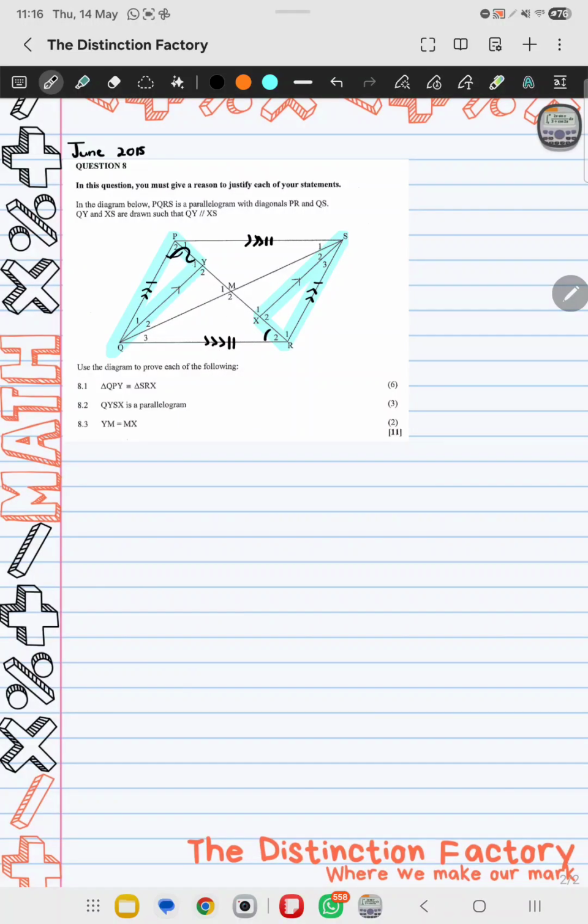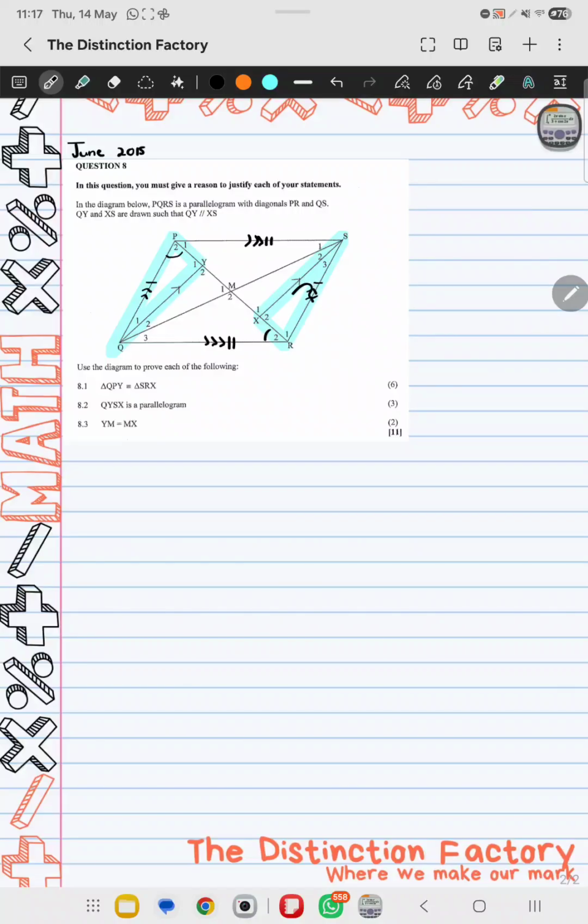We know that P2 and R2 are equal to each other because they're alternate angles. We also know that this line PQ is equal in length to SR because they are opposite sides of a parallelogram, so they have to be equal and parallel. And then we're just missing one more thing.